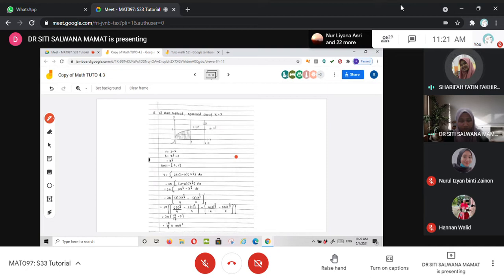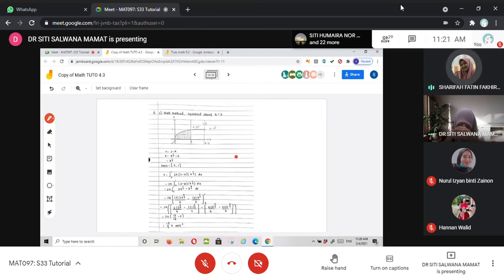So for the upper boundary, we rearrange the equation x equal to y to the power of 3, and we will get y equals x to the power 1 over 3. So the height is x to the power 1 over 3 minus 0, which is x to the power 1 over 3. Then the limit is from 0 to 1. The equation we will get is 2 pi times 2 minus x times x to the power 1 over 3.